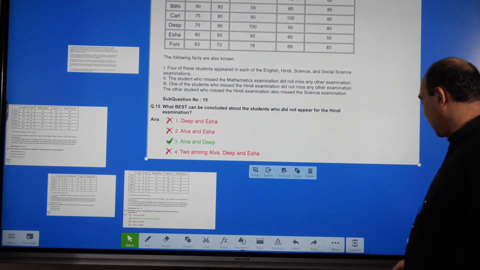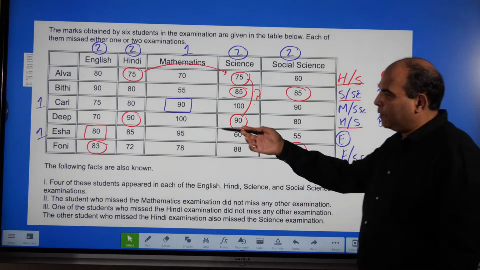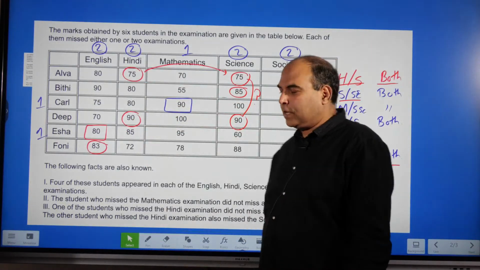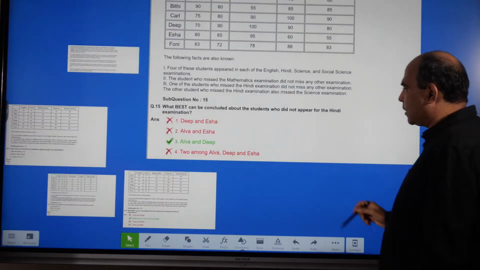Who did not appear for the Hindi exam? Who did not appear for the Hindi exam? Alva and Deep. We know that. So that's 9 marks now for you.